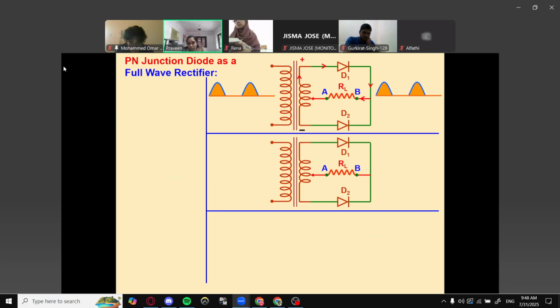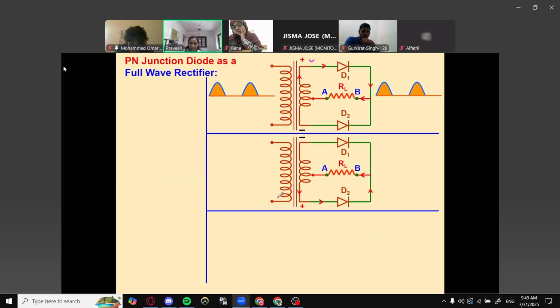Now, when the positive cycle comes, what will happen? The diode D1 will be conducting and you will be getting an output. So when the positive cycle comes, this end will become positive and this becomes negative. So this diode D1 will be conducting, D2 will not be conducting. Hence the output will have the positive cycle contributed by the D1 diode.